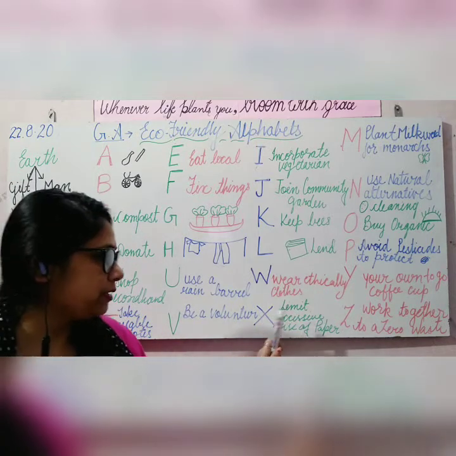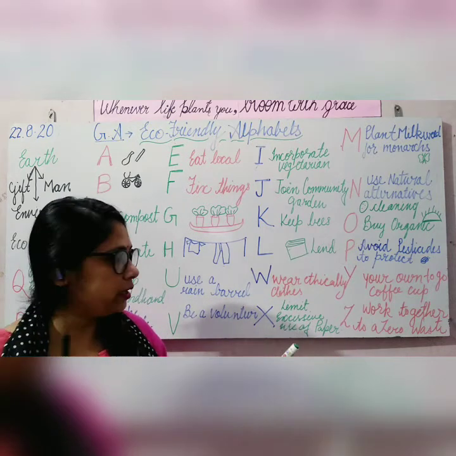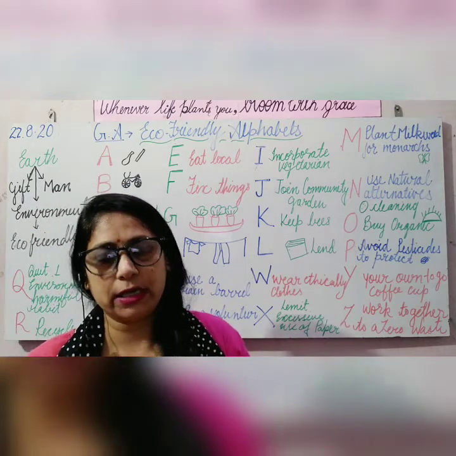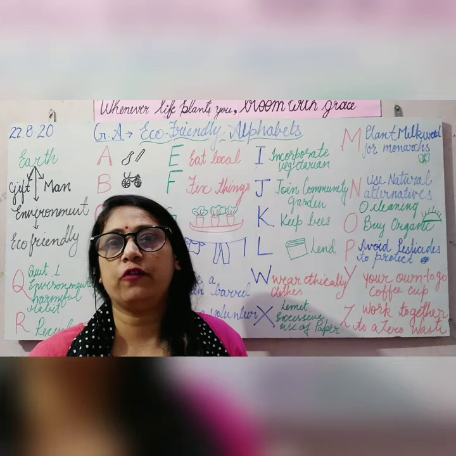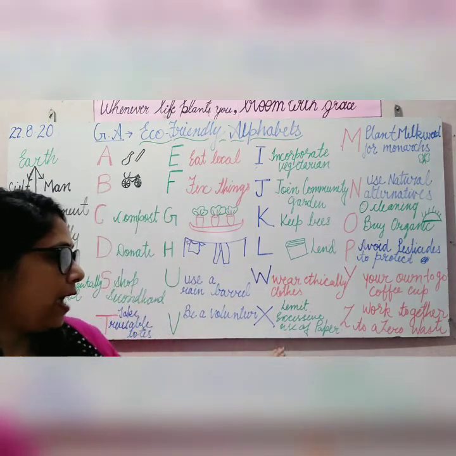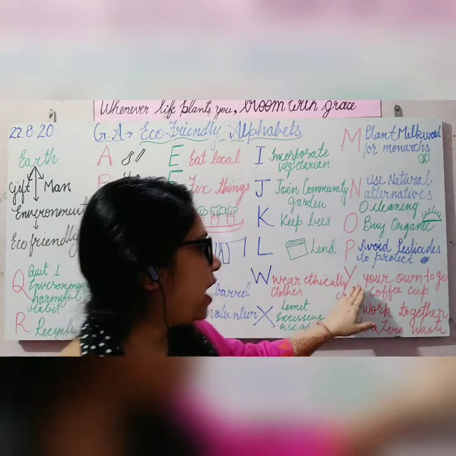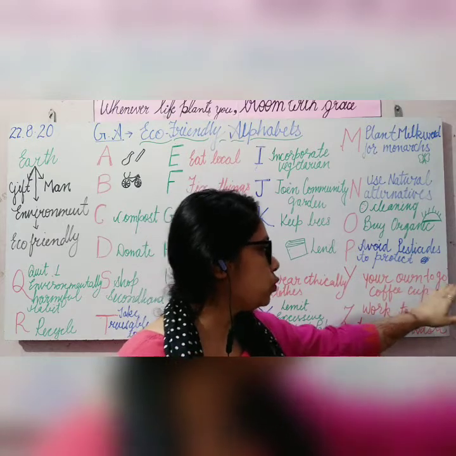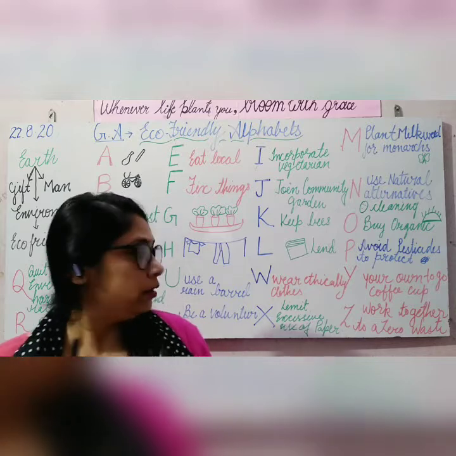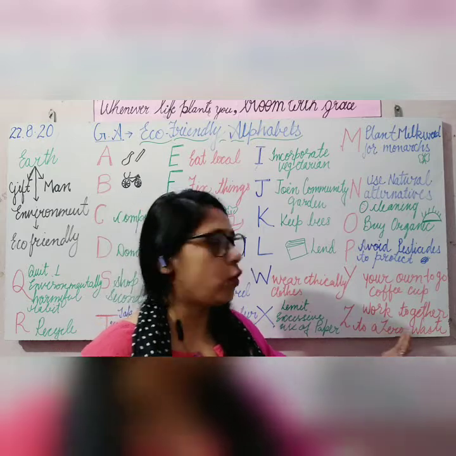X for limit excessive use of paper and plastic. We should limit excessive use of paper. We should use the paper on both sides, and some students are in the habit of tearing paper, so they should avoid this habit. Okay, and we should not use plastic. Okay. Y for take your own to-go coffee cup whenever you go to the coffee shop. Okay.